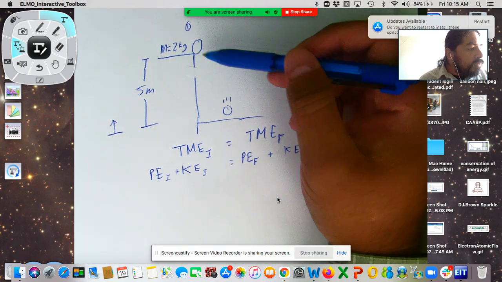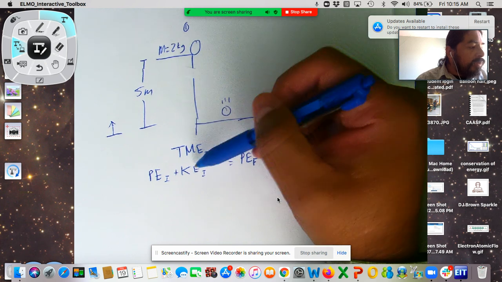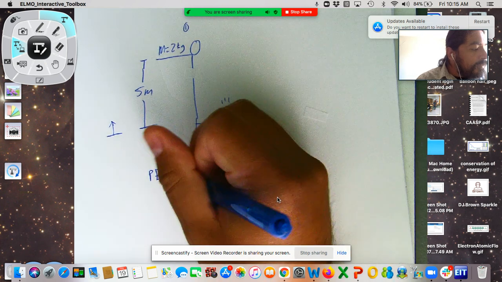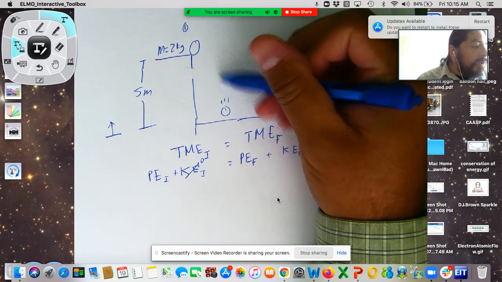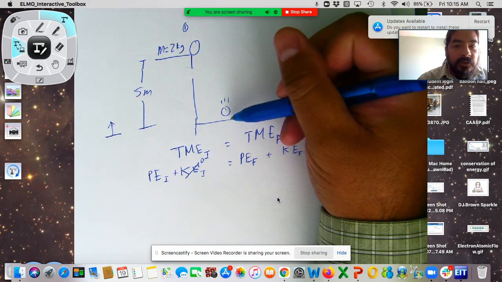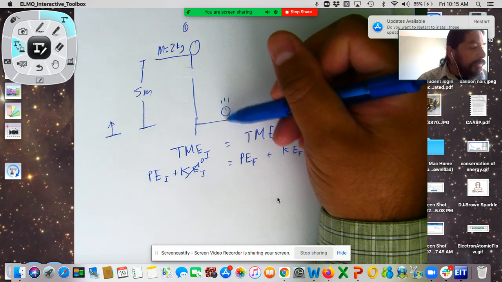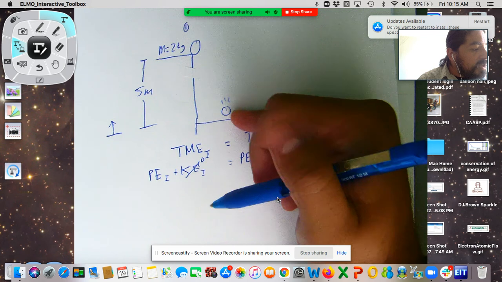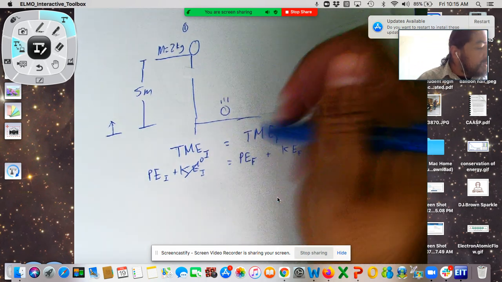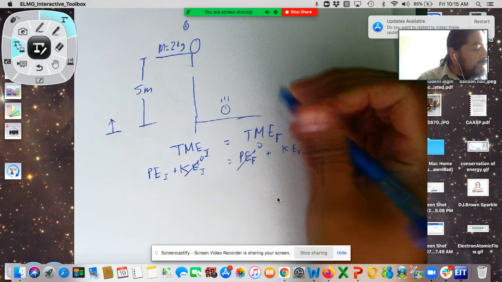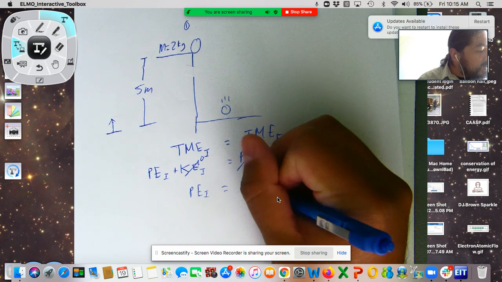For example, right here, right before it falls, since I know it's not moving, it's at rest, I know that the initial kinetic energy is 0. And here at the bottom, right before it hits, it's lost all its potential energy. Remember, for you to have potential energy, you need height. Since I'm calling this my 0 point, height would be 0, so potential energy would be 0. And so what I'm left with is the potential energy initial is equal to your kinetic energy final.